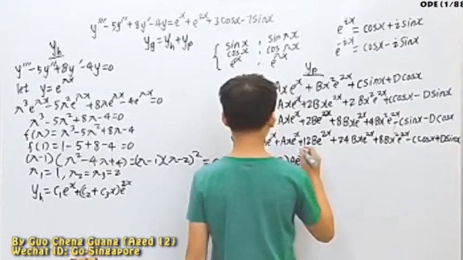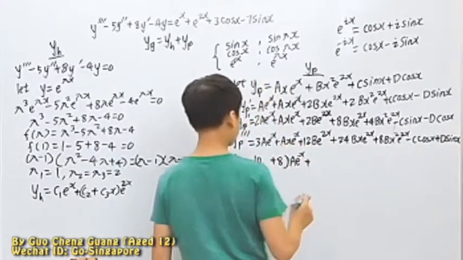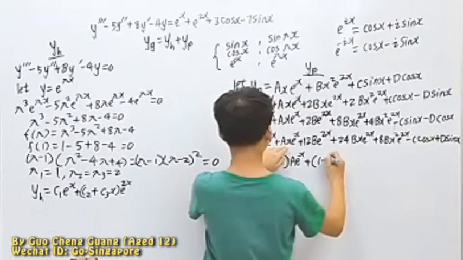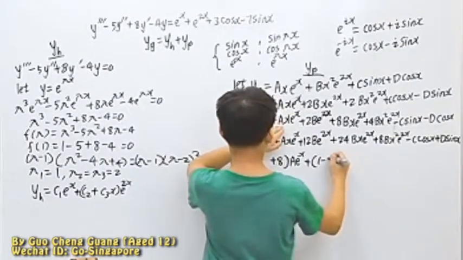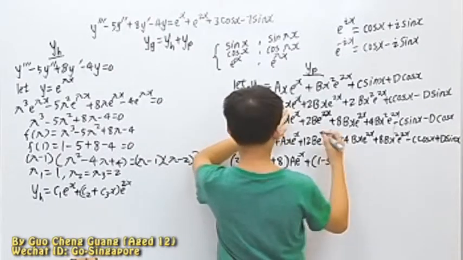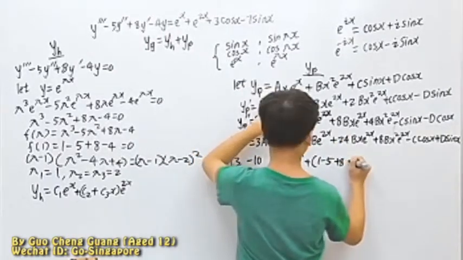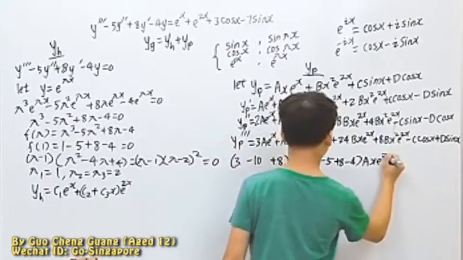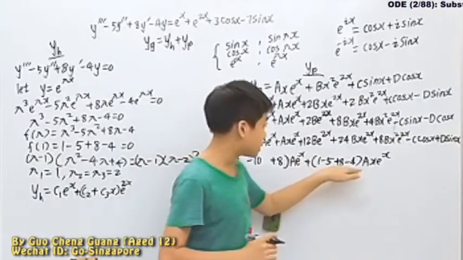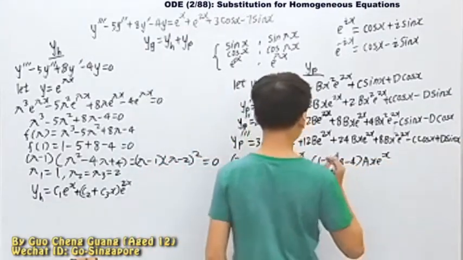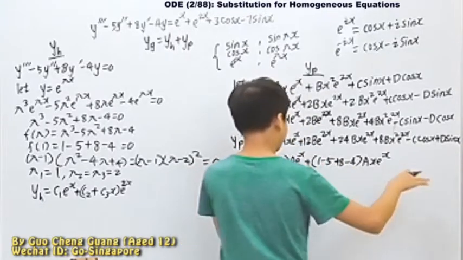Next, this part. So here, 1 minus 5 plus 8 minus 4, or this ax e to the power of x. Or later on, because here is 0, so later on we don't need to write this anymore. The next, but this is just for checking in case.